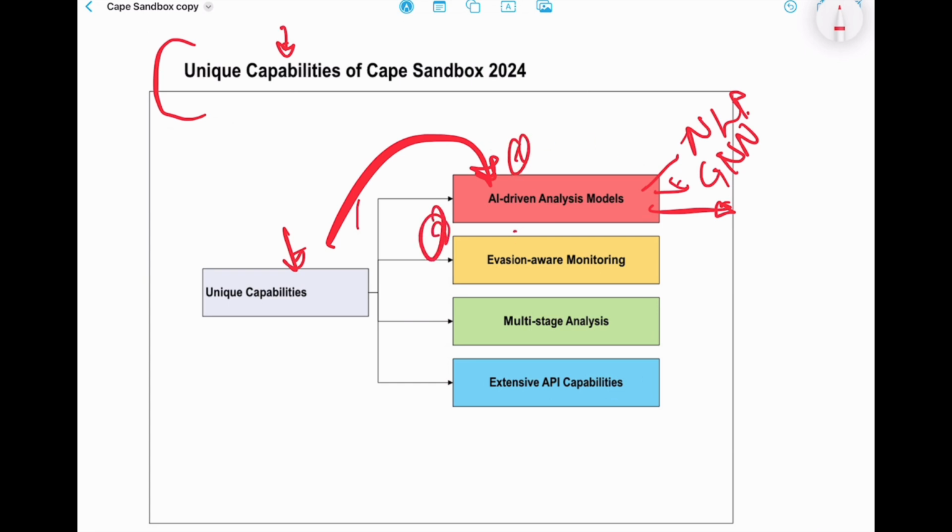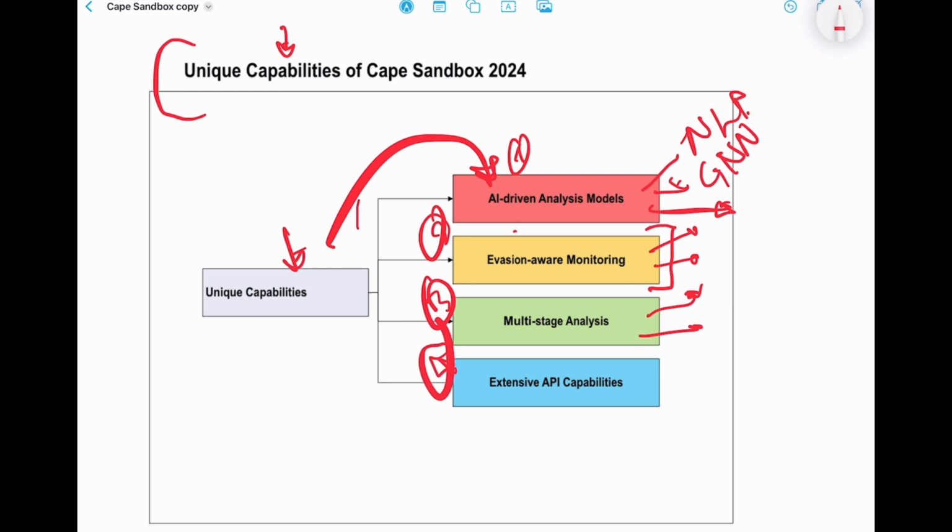Point number 2, evasion-aware monitoring. Why is this specific to Cape Sandbox relevant to AI malware analysis? It can detect and counteract attempts by malware to identify sandbox environments. And then it employs a randomized system configuration to prevent fingerprinting. The third reason is that you can perform multi-stage analysis, so you can analyze malware within multi-stage payloads. You can capture each stage's unique behavior. And second, you can track the execution flow across multiple processes and network calls.